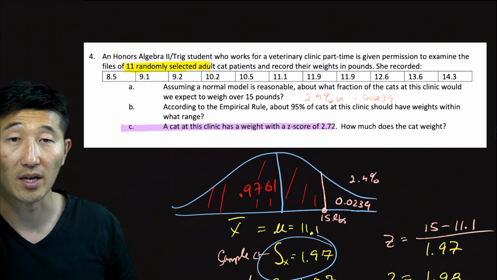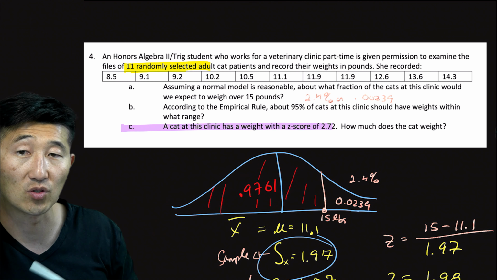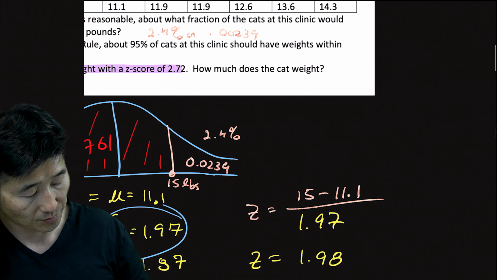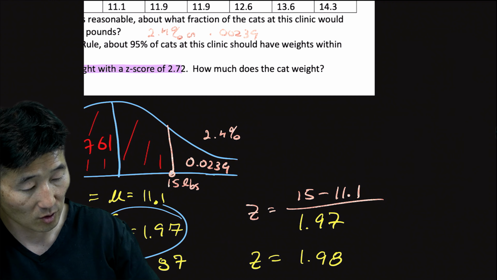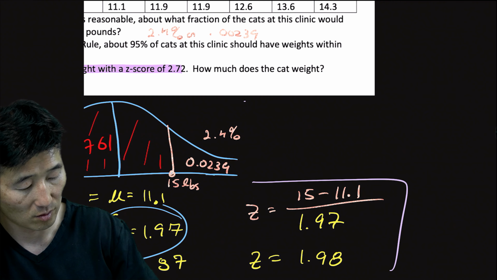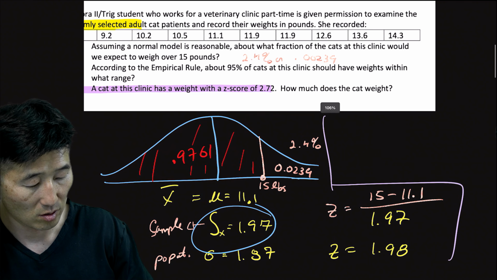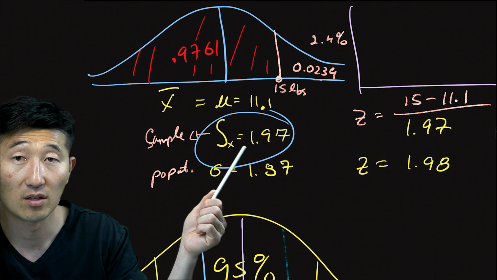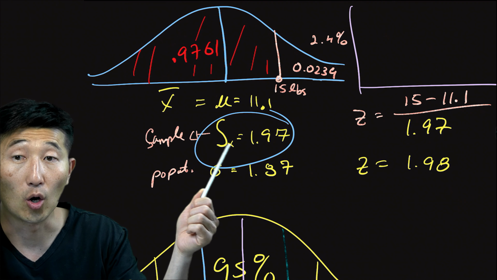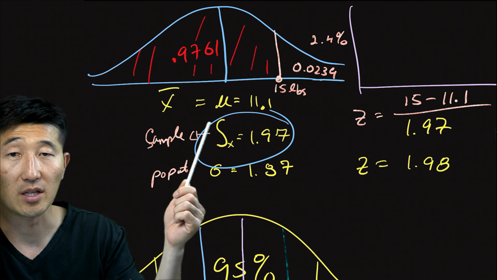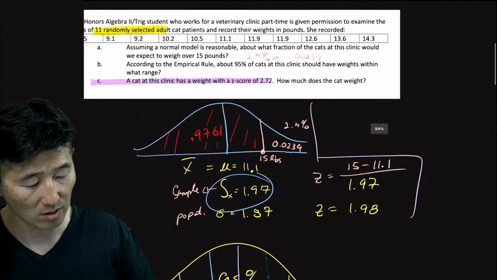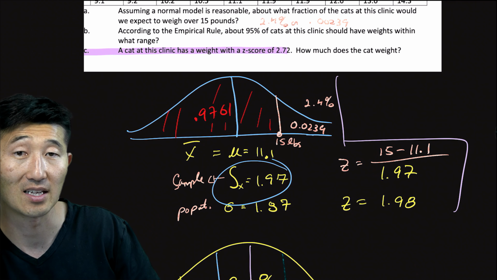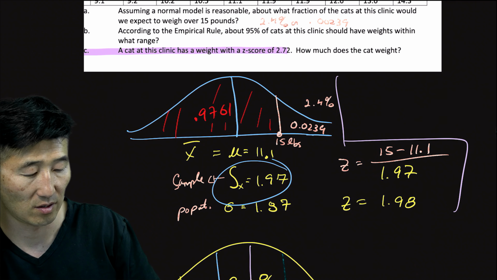So how much does the cat weigh? If he's at 2.72, what's his actual weight? So what should we do? You have to find the standard deviation first. Oh, wait, we have all the information. Standard deviation is 1.97. Oh, it's the same problem. And the mean is 11.1. We want to know how much the cat weighs if he's at 2.72.